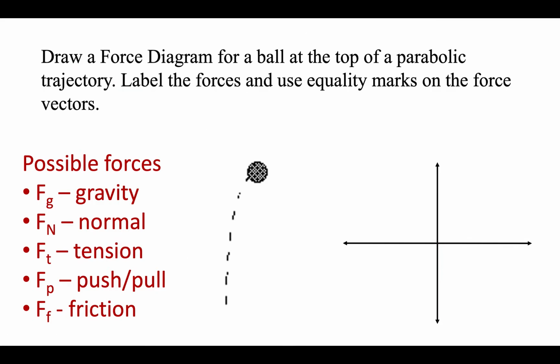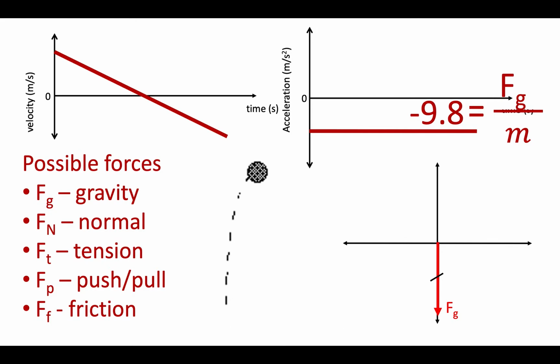The next one is the same ball, but at the top of its arc. So it's been thrown up, and it reaches the peak of its trajectory, and it starts to come down. Well, we still know that gravity is the force acting on it. And since the only force acting on it is gravity, its acceleration is negative 9.8 meters per second squared. So we certainly have gravity, and there's no surface for a normal, there's no tension, there's no push or pull, there's negligible friction. The only force is gravity, and that's why we have an acceleration. And it's exactly the same wherever the ball is in its path.